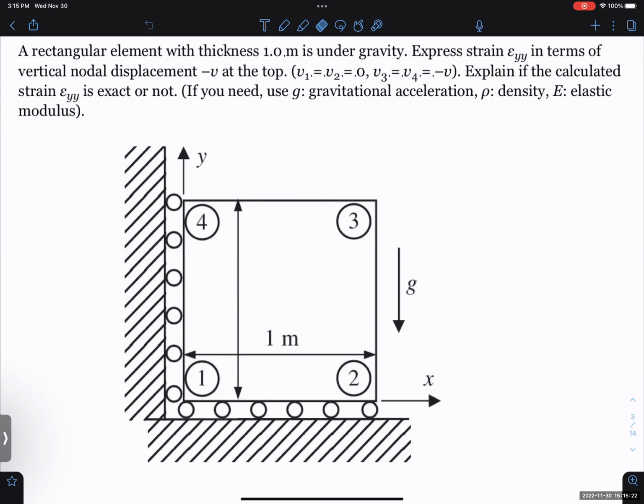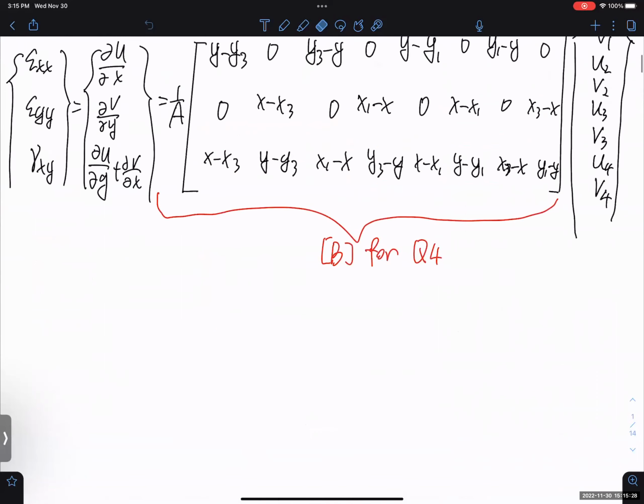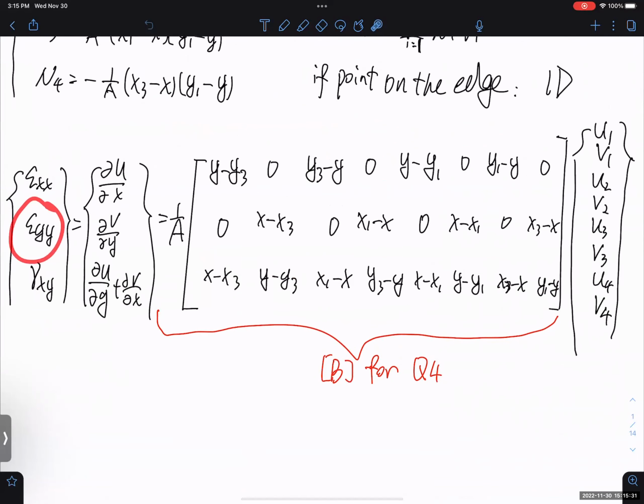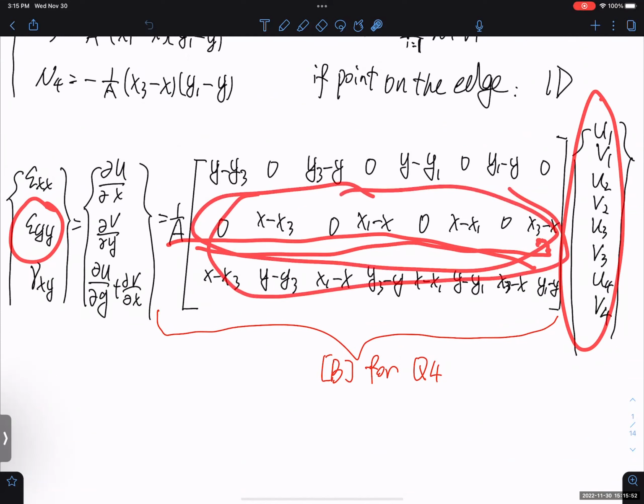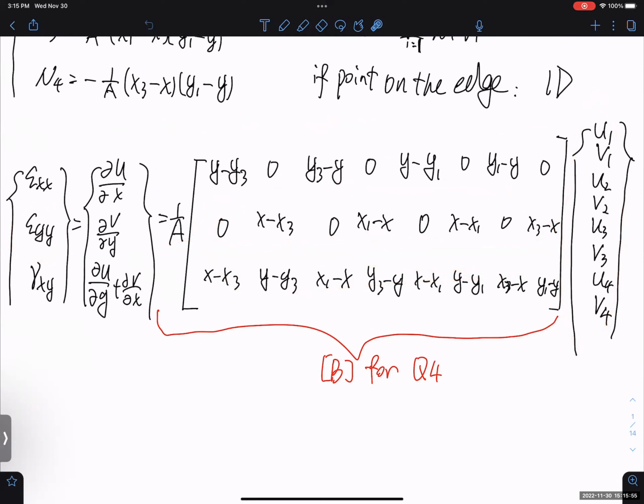And now let's see, we are calculating the epsilon YY. Equal to this one times nodal degree of freedom. There's no linear Y term in this element type, right? It can represent, however, linear change in the X direction, but it cannot represent linear change in the Y direction because there is no Y here. There's no Y here for the epsilon YY. That's why our element type, the 4-node rectangular element, cannot give you accurate results.